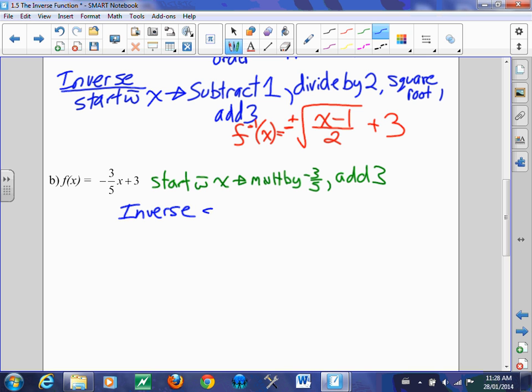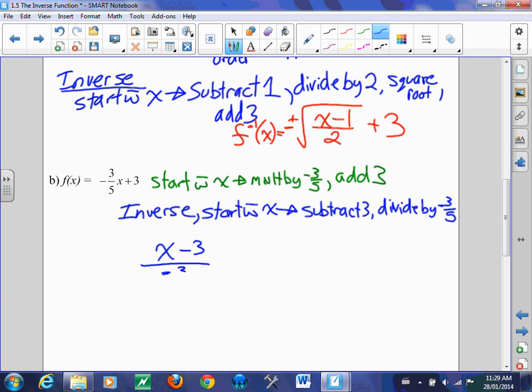To do your inverse, switch it up. We're going to start with x. Then what do we do? Then we're going to subtract 3, and then instead of multiplying, you're going to divide by negative 3 over 5. Okay? So what does that look like? Start with x. Subtract 3, and then divide by negative 3/5.